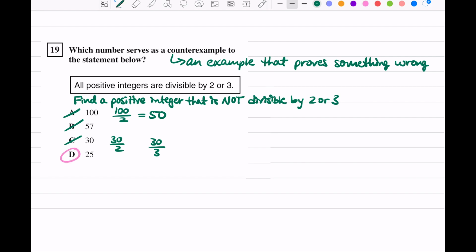But let's check. 25, is it divisible by 2? No. And is it divisible by 3? No again. So 25 is a positive integer that is not divisible by 2 or 3. So it is a counterexample. Your classmate is saying that all positive integers are divisible by 2 or 3, and you show them 25. That proves them wrong.